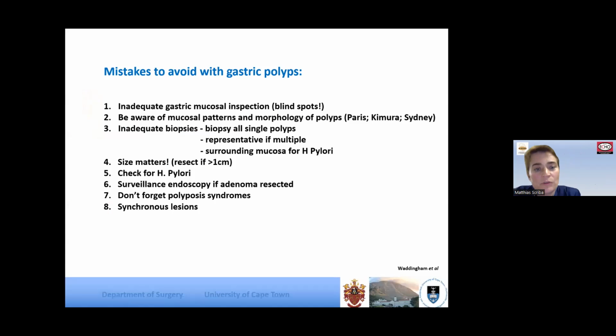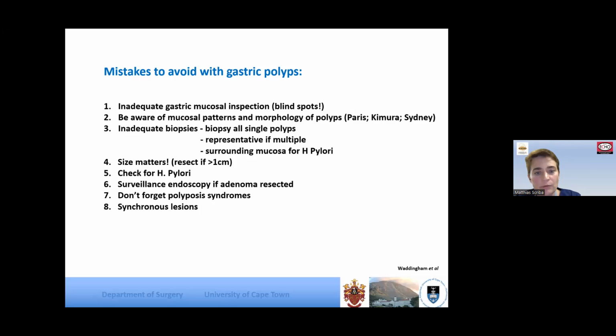So just some mistakes to avoid with gastric polyps, and this was put together nicely by Waddingham et al. And the cases we've presented hopefully will point out some of these things to try and avoid. So there's basically 8 things to be aware of. I think our first case or second case, I can't remember, but remember not to miss blind spots. So although you think you're doing a good retroflexion, you still need to torque your hand considerably to see behind your scope. And you want a 360-degree view of your cardia. So remember your blind spots.